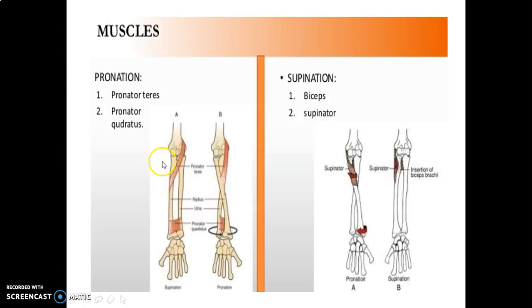Here I am showing you pictures of the pronator teres and the pronator quadratus. These are the pronation muscles, and this is the supinator muscle. Here I'm showing you only the supinator muscle, and only the insertion of the biceps because of the orientation of the biceps muscle. This is the radius, and here is the radial tuberosity where the biceps inserts, and this is the supinator muscle, which inserts here.